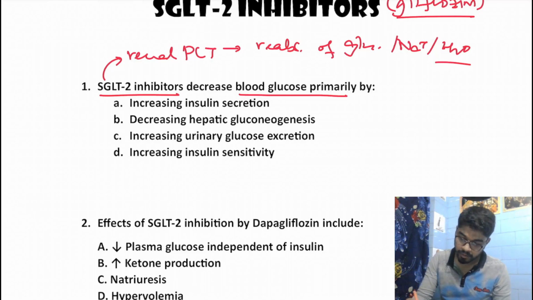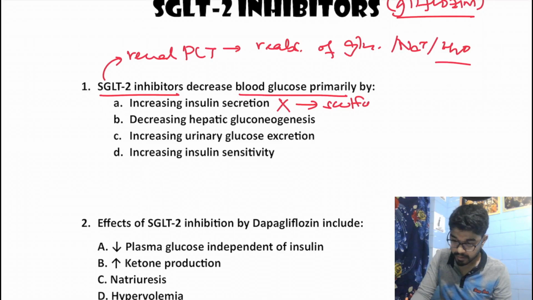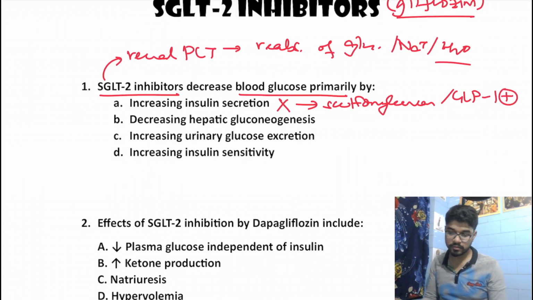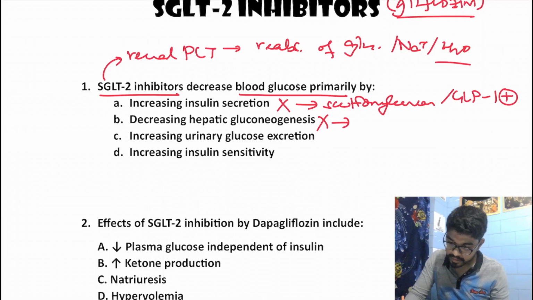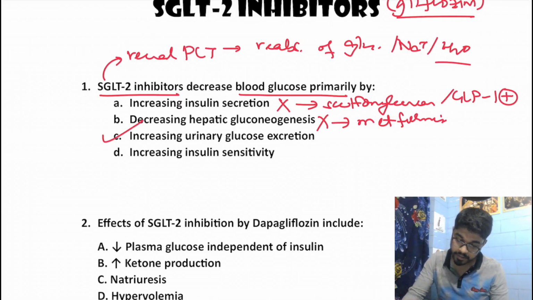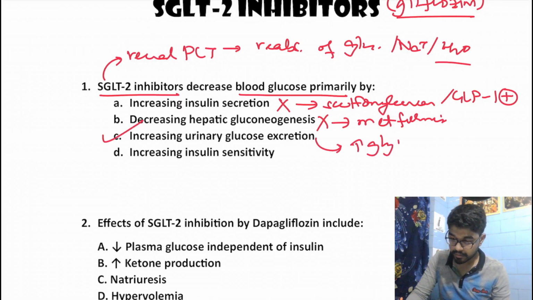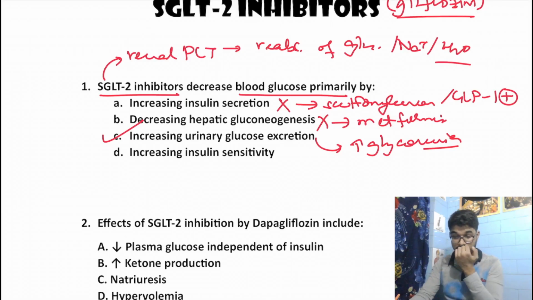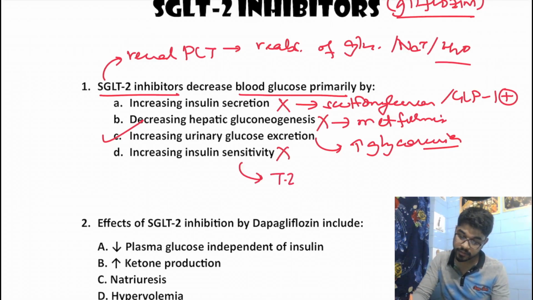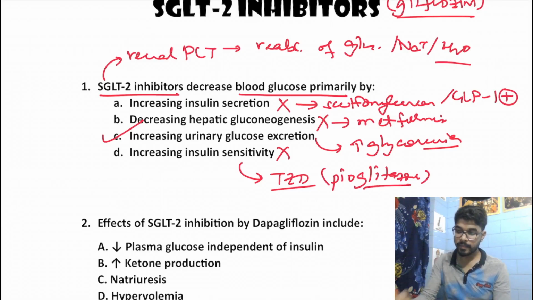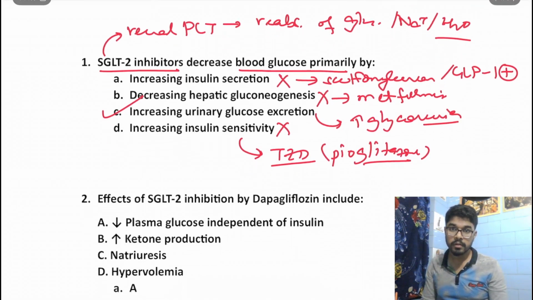Okay. So increase insulin secretion, that's a false statement because this is done by sulfonylureas and GLP-1 analogs. Decreased hepatic glucose, this is also a false statement because this is done by metformin. Increase urinary glucose excretion, yes, SGLT-2 inhibitors cause glycosuria. And increase insulin sensitivity, that is also a false statement. This is done by thiazolidinediones like pioglitazone. Right. Okay. Moving on to the next question.